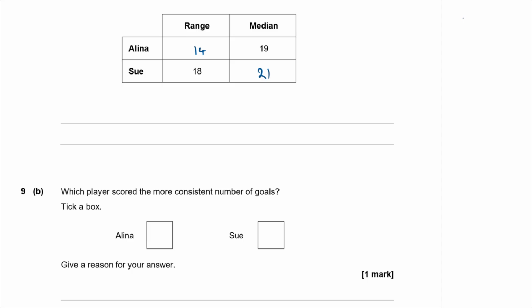So I'm going to tick that Alina was more consistent, and I'm going to say her range was 14, which was smaller than Sue's, which in brackets I'm going to write 18.